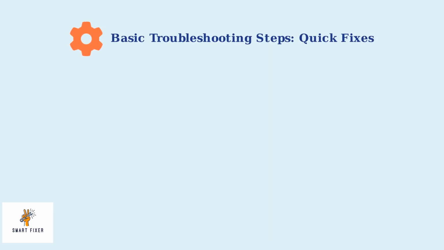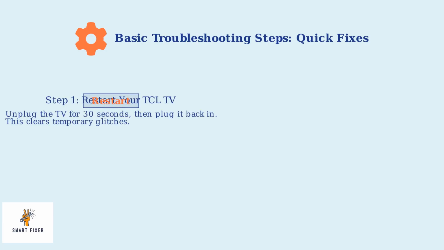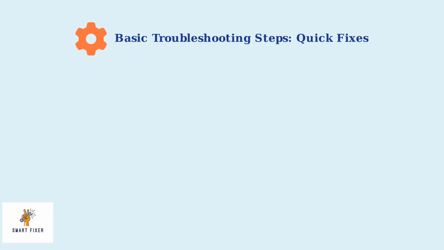Before trying advanced solutions, start with these basic troubleshooting steps for Peacock on your TCL TV. First, restart your TCL TV by unplugging it for about 30 seconds, then plugging it back in. This simple step often resolves temporary glitches and clears the system's memory.